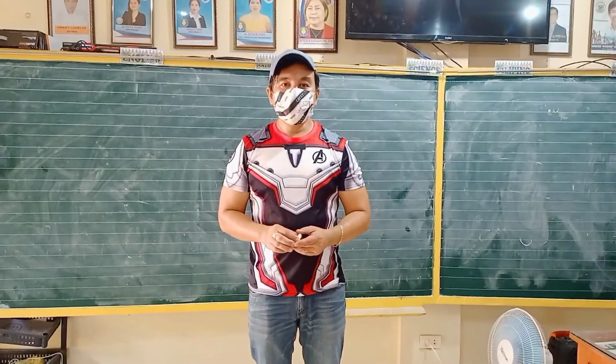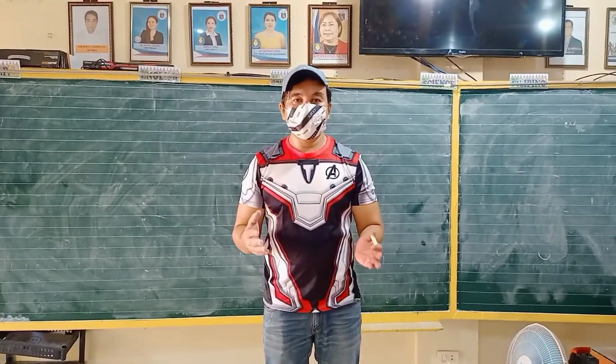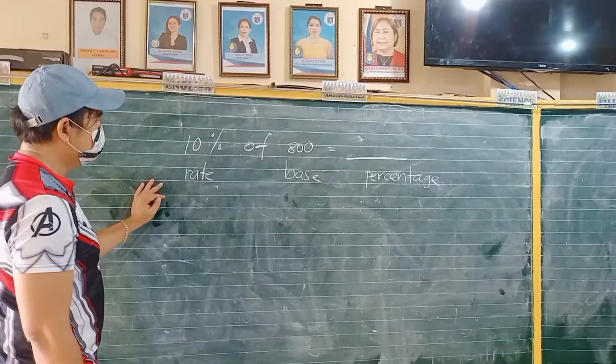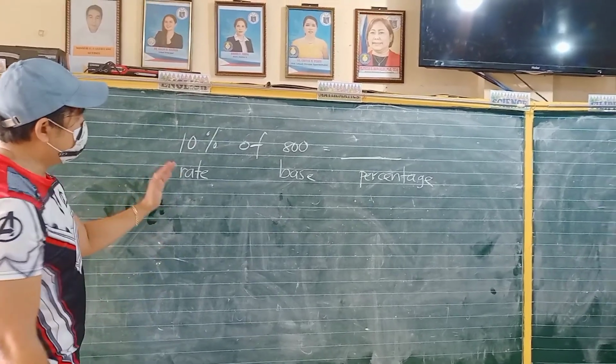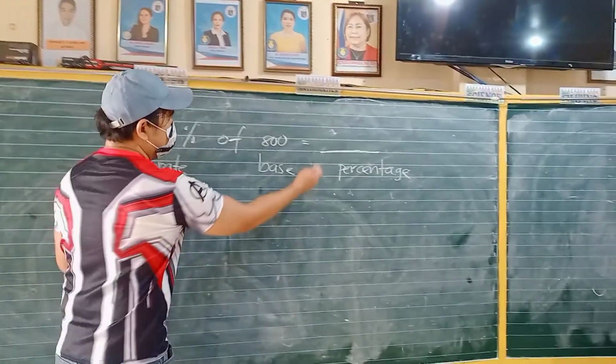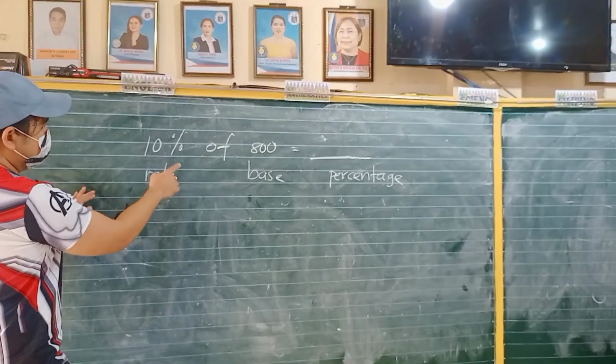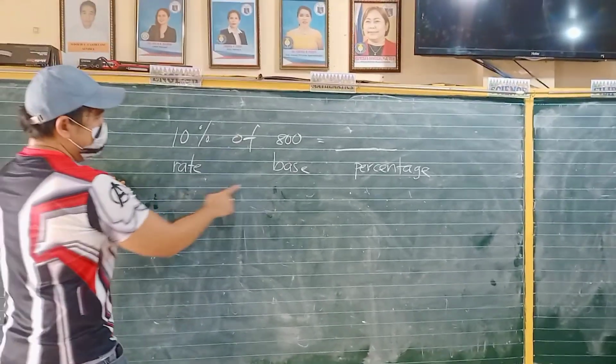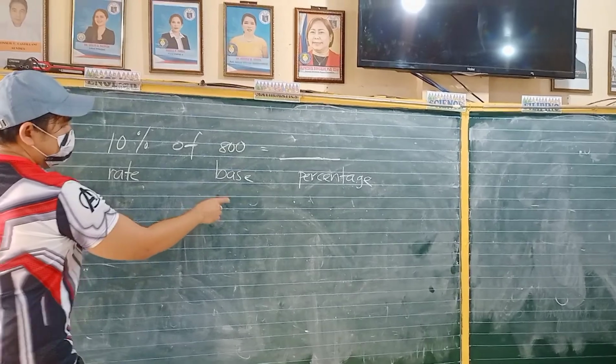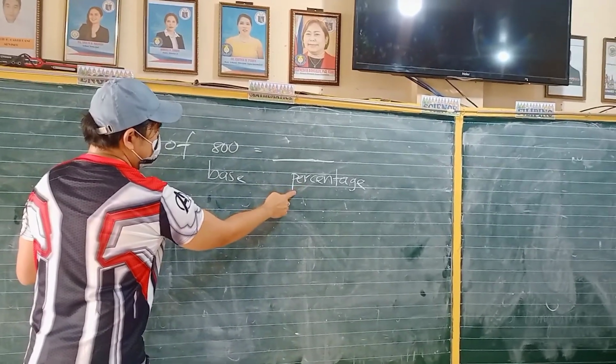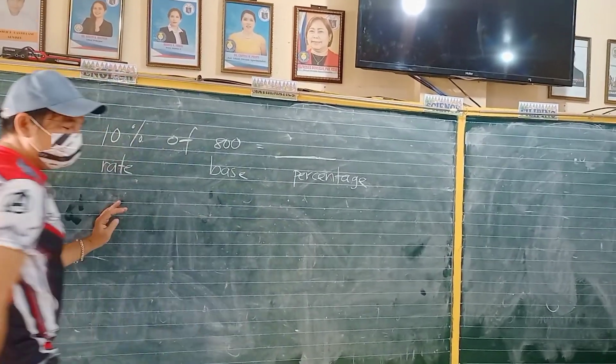Good morning, children. Our lesson for today is how to get the percentage of a number. Okay, we have here 10% of 800 equals blank. So 10% here is the rate, 800 is the base. Then the answer will be the percentage. So how do we compute this one?